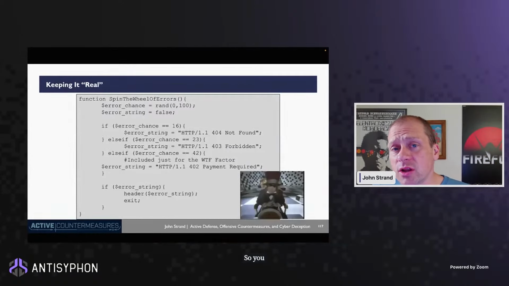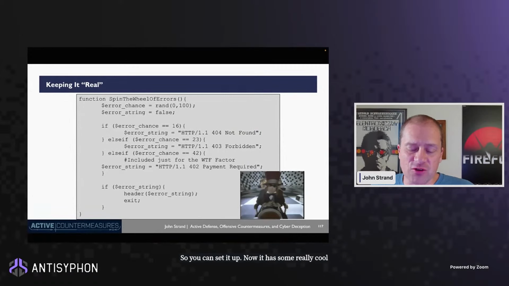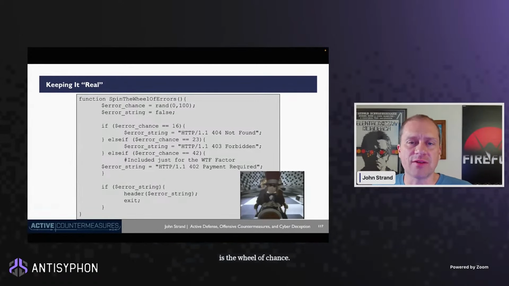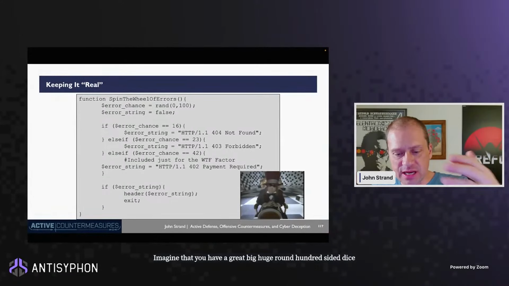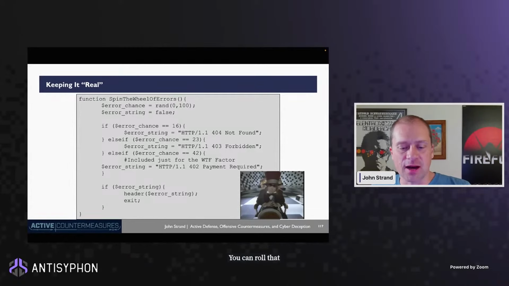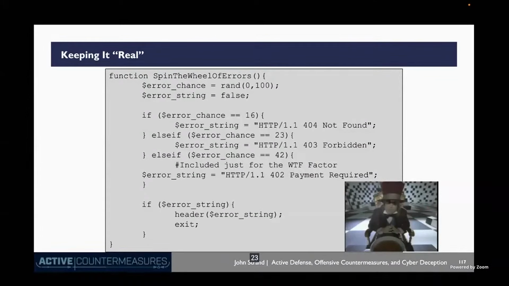Now, it has some really cool features. One of my favorite features is the Wheel of Chance. Imagine that you have a great, big, huge, round 100-sided dice, right? And in PHP, you can do this where you have a random 0 to 100. You can roll that, and if it comes up on 16, it says 404 not found. If it comes up on 23, it says 403 forbidden. If it comes up on 42, it says payment required, which is kind of weird.